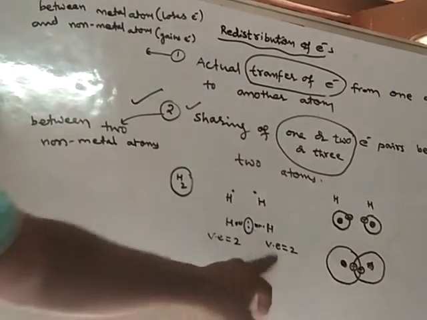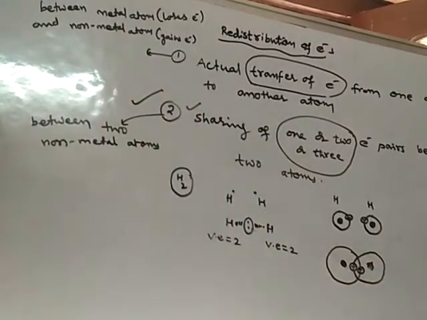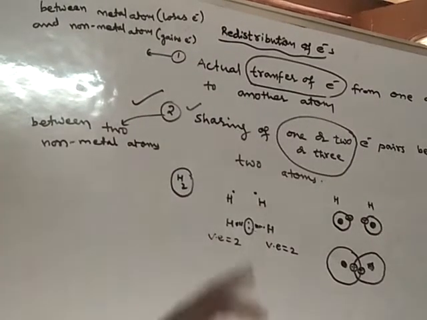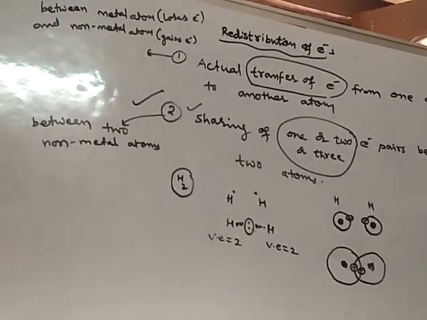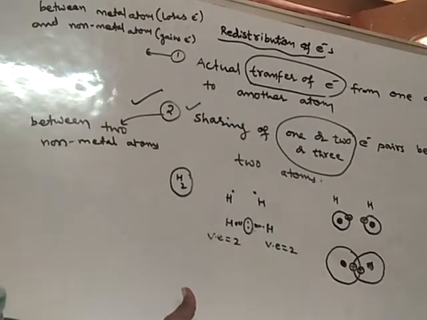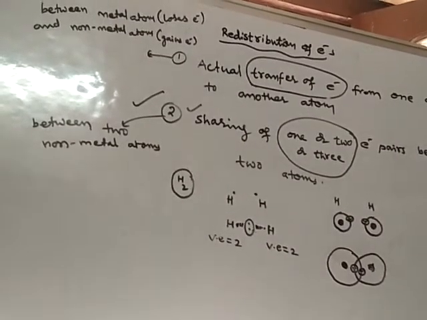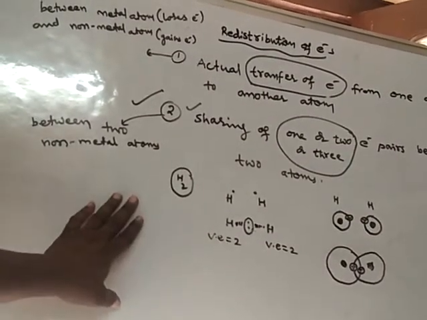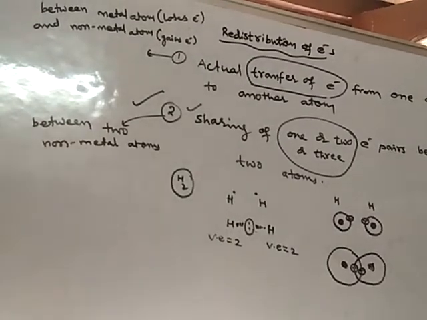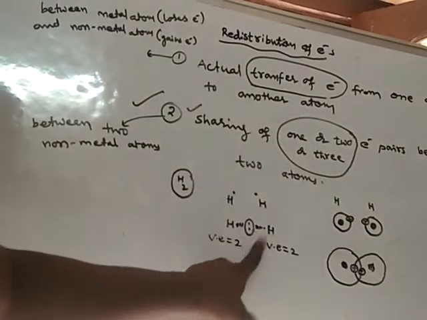This duplet electronic configuration is achieved by both the atoms due to sharing of electrons, because one pair of electrons is shared by both the hydrogen atoms. As a result, both atoms have acquired inert gas configuration, hence both have become stable. So this is an example. Here, only one electron pair is shared by both the atoms.